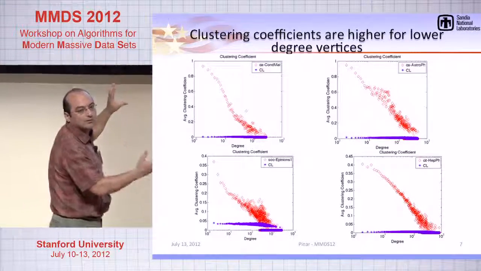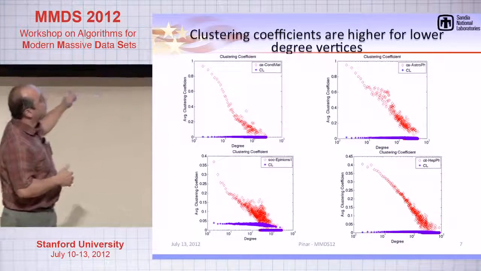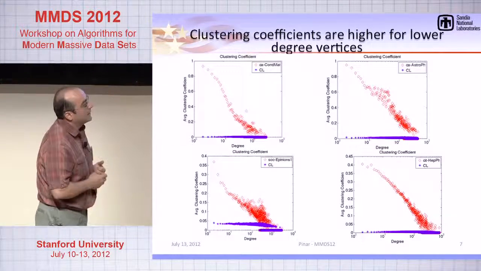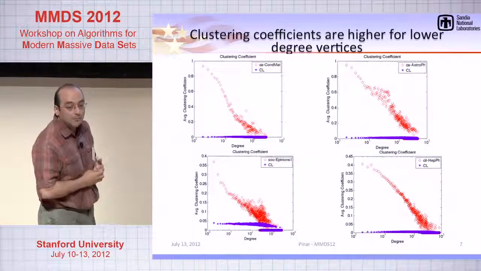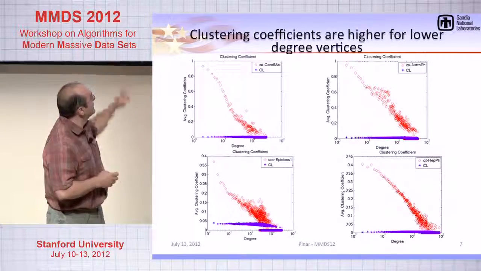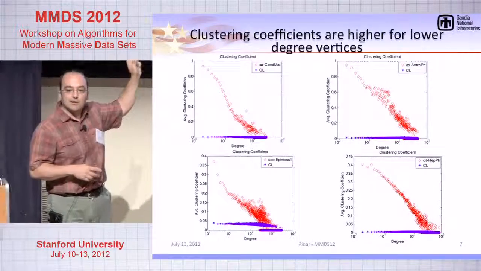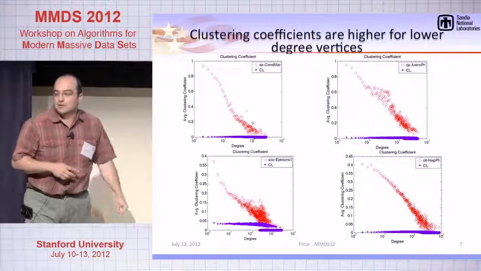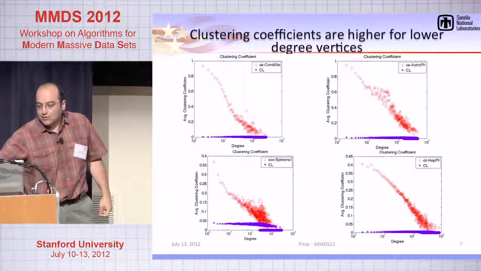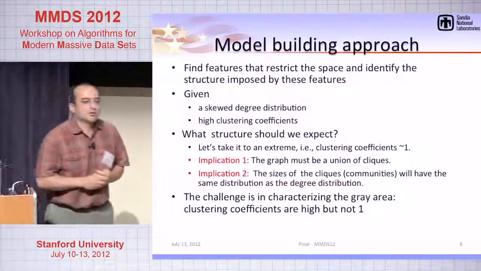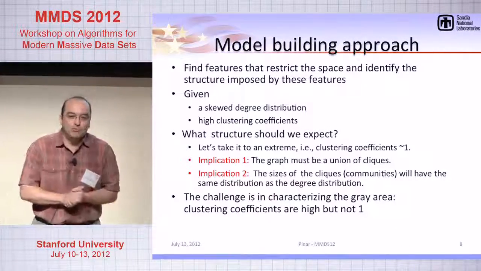And gradually they decrease. And for other graphs, the clustering coefficients are not too high. Still, you see the same pattern. The clustering coefficients decrease as the degree increases. All right, so these were observations, and so what did we do?